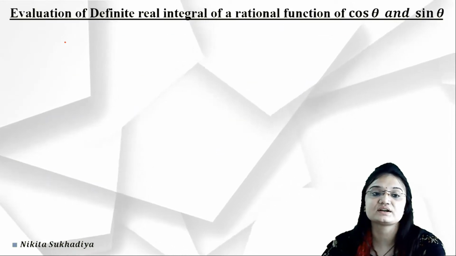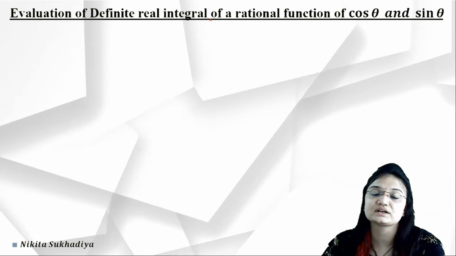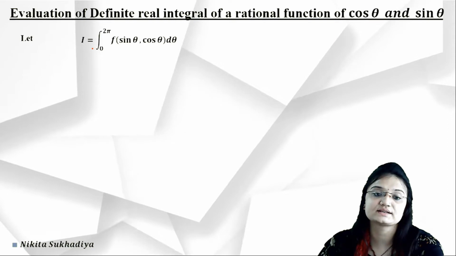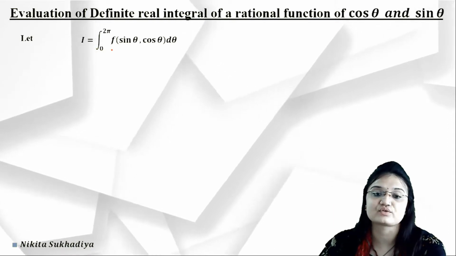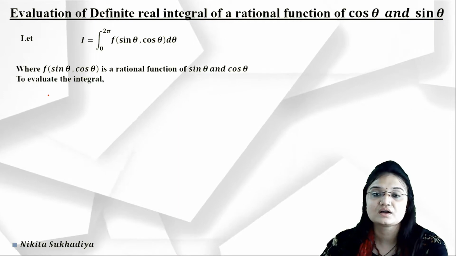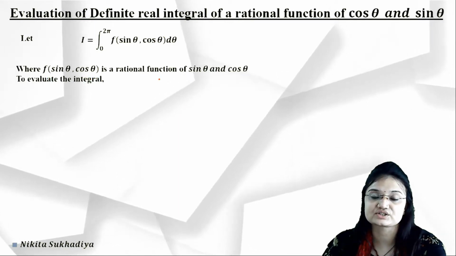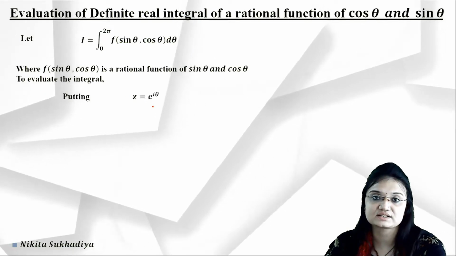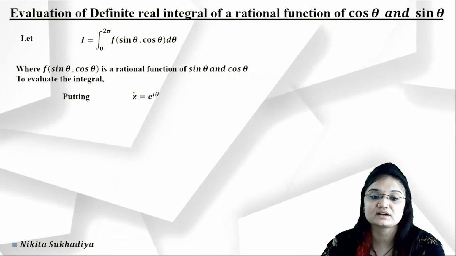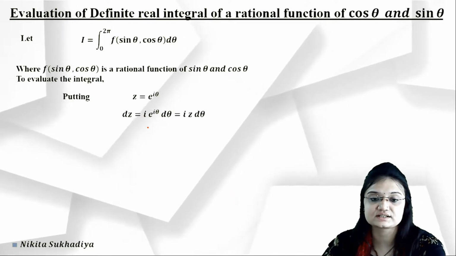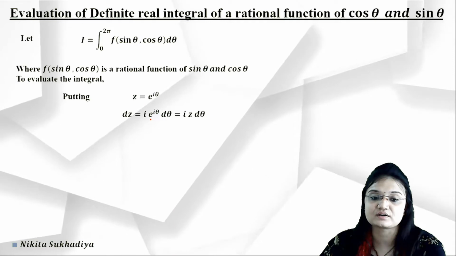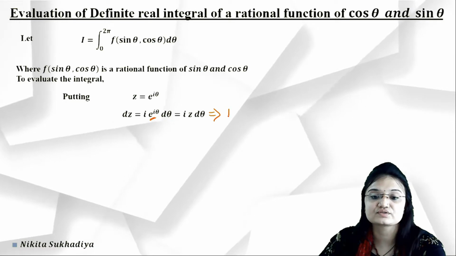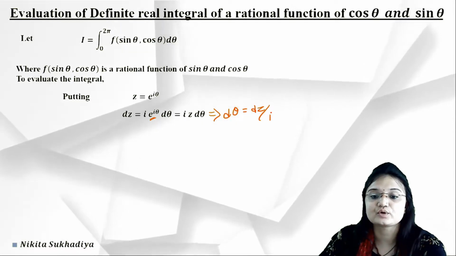Let us understand the evaluation of a definite real integral of a rational function of cos theta and sin theta. Let I be equal to the integration from 0 to 2 pi of f of sin theta, cos theta d theta, where f of sin theta, cos theta is a rational function of sin theta and cos theta. To evaluate this integral, put z equal to e raised to i theta. Then by taking the derivative on both sides, we get dz equal to i e raised to i theta d theta. But e raised to i theta is nothing but z, so dz equals iz d theta, and we get d theta equal to dz upon iz.